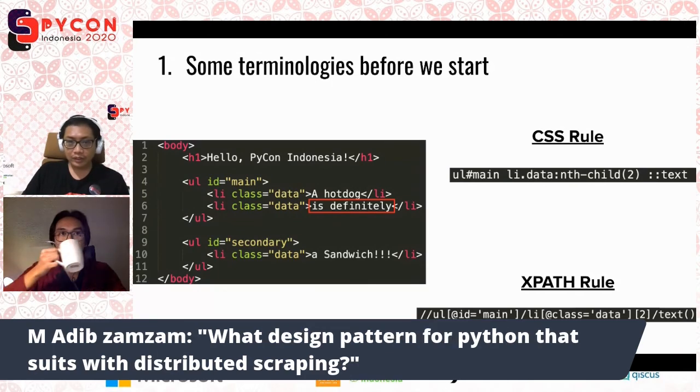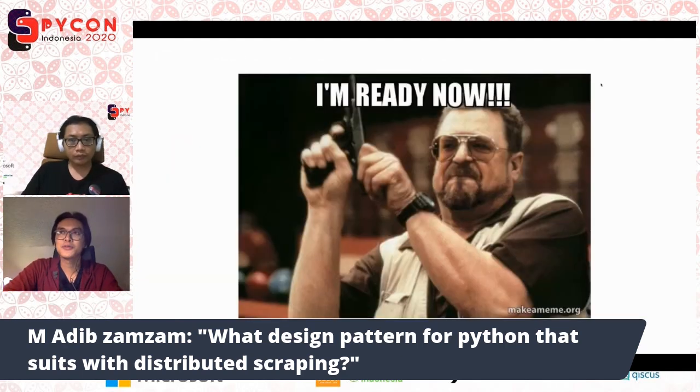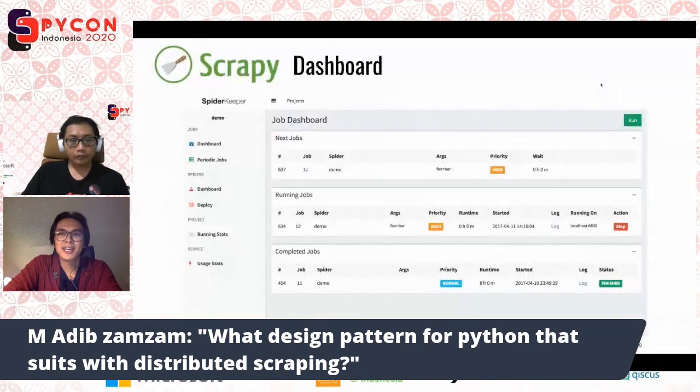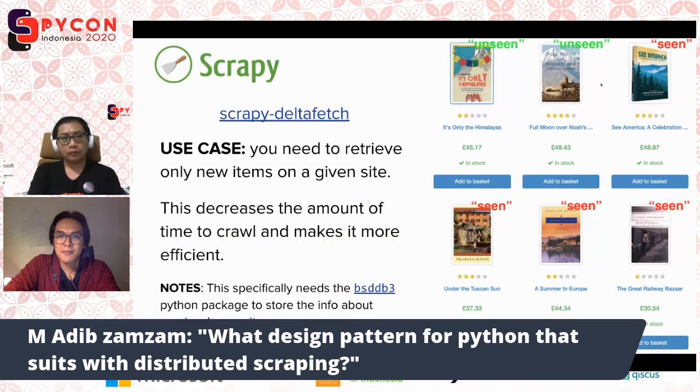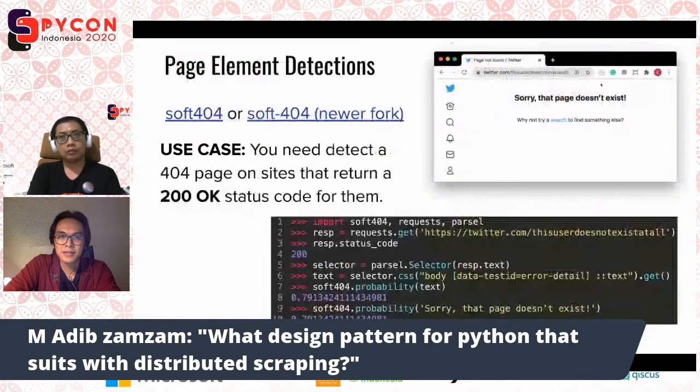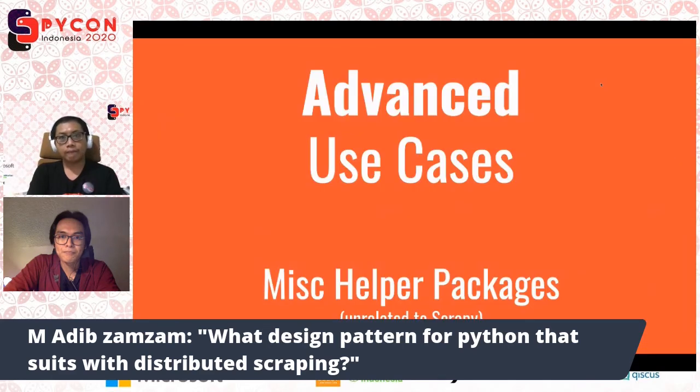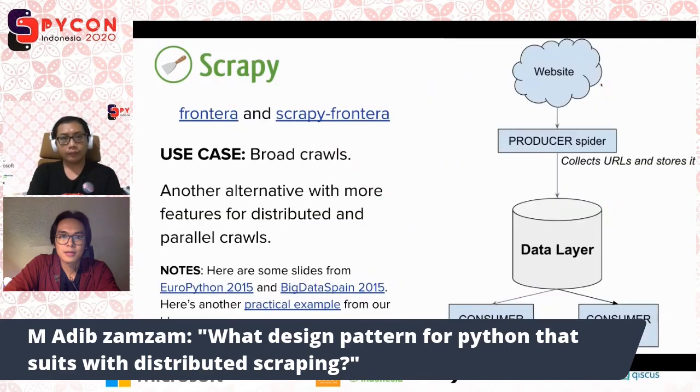Okay, thanks. The next question is also from Adit Zamzam. What design pattern for Python suits distributed scraping? Right. So I only shared two architectures, or rather design patterns, for distributed web scraping. The first one is a hub and spoke model. So this is pretty much common. For example, I'm just going to go through some of my slides here. Right. So this one, we use a lot.